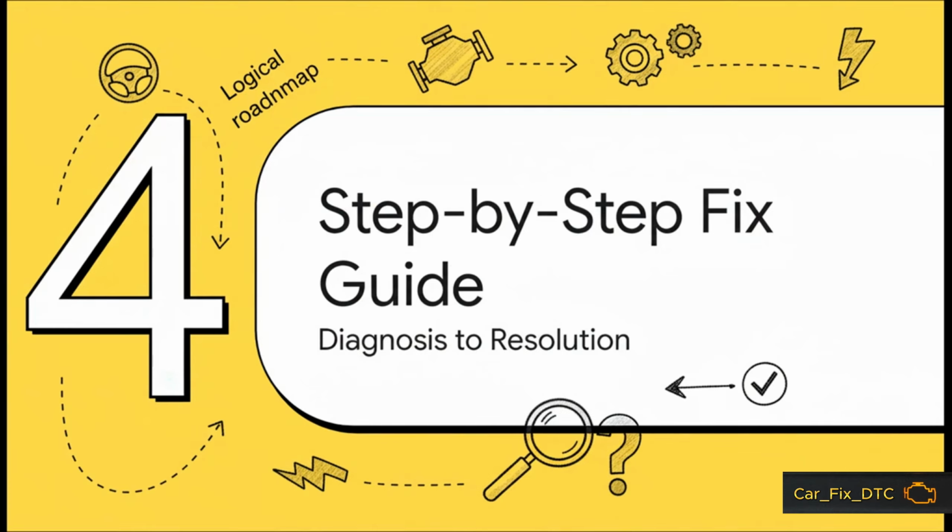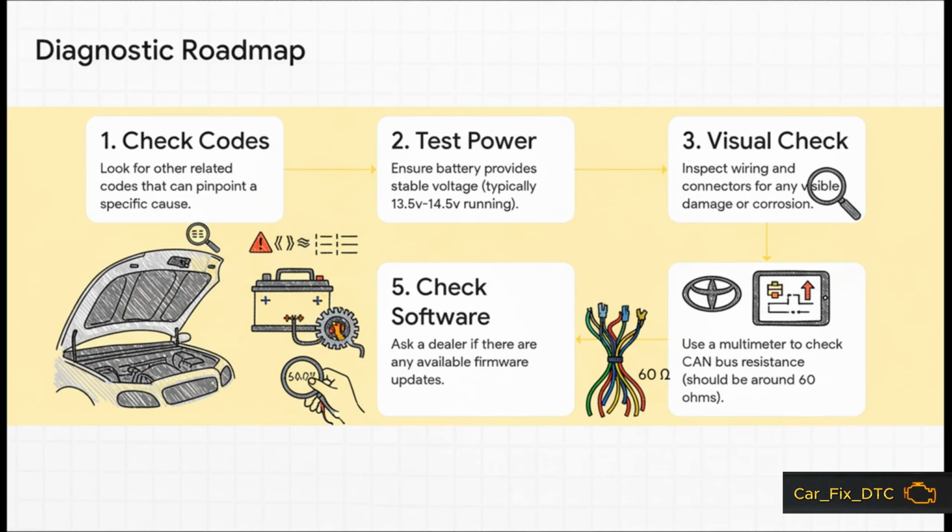Okay, so you get the what and the why. Now for the really important part, the how. How do you actually figure this out? This isn't just a random list of parts to replace. Think of it as a logical roadmap to find the real source of the problem. First things first, see if that U0402 code brought any friends along. Other codes can give you huge clues. Next, like we said, test that battery and the charging system.